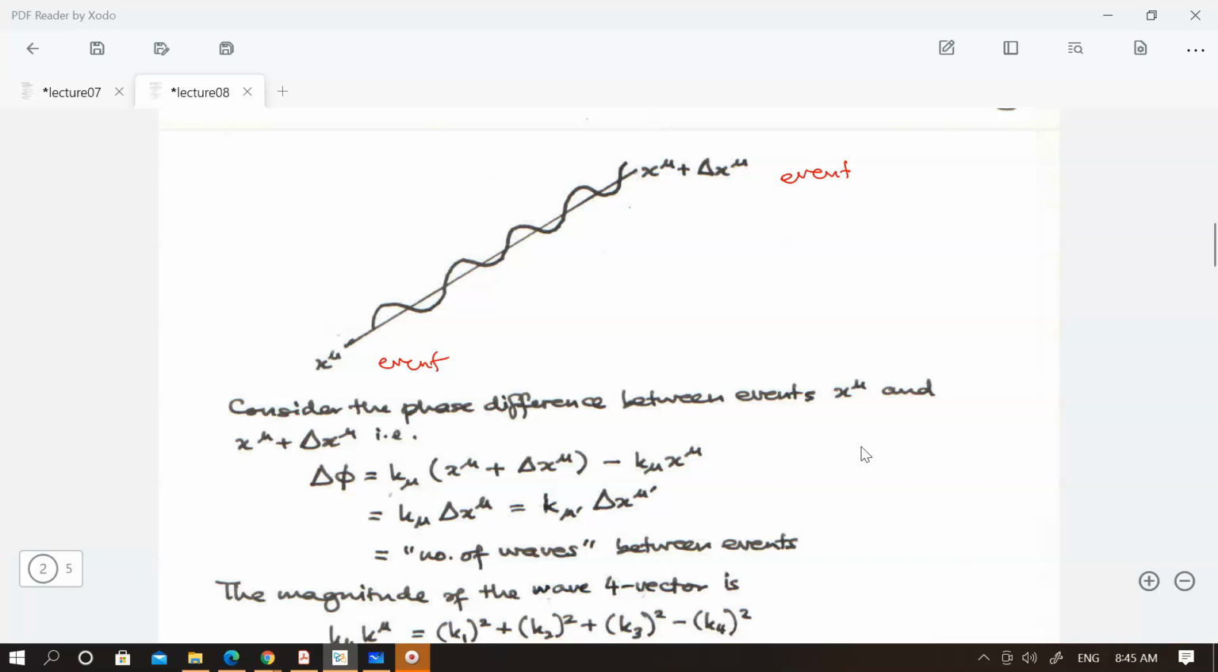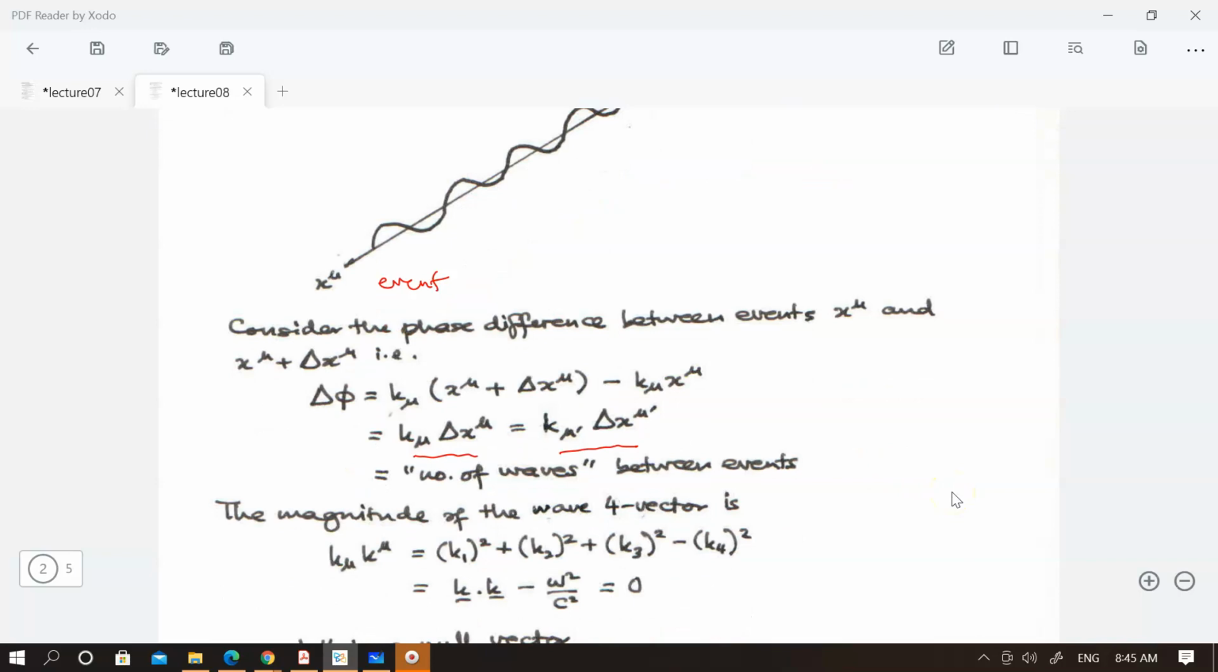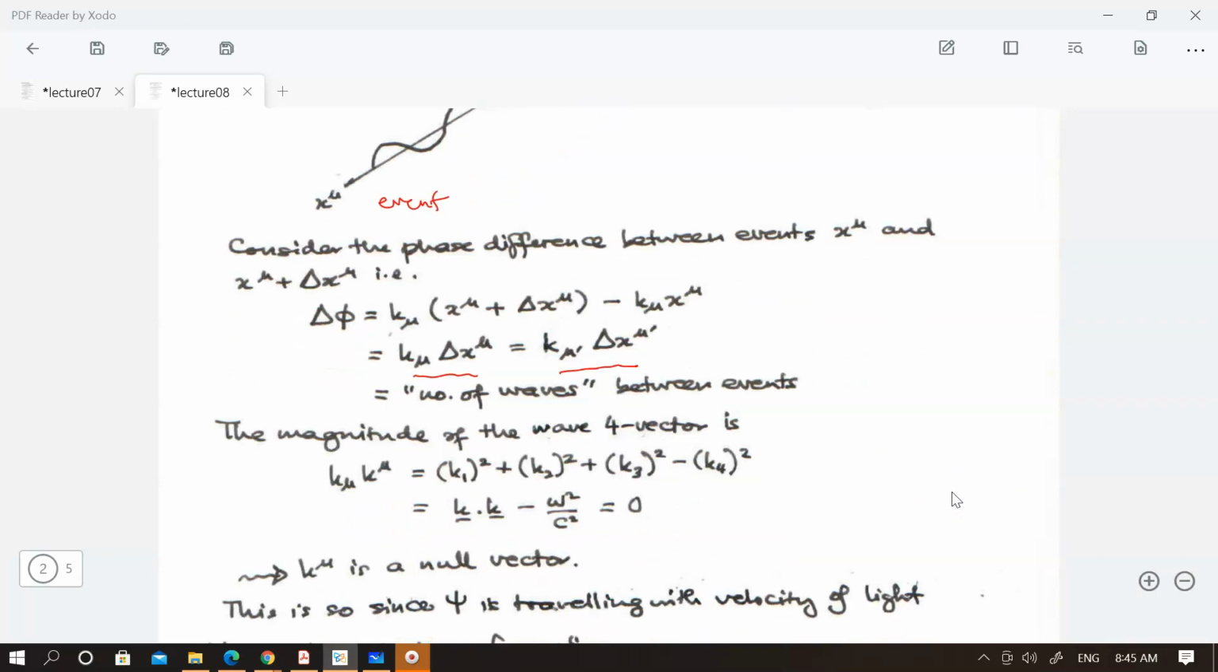So what does that actually give? In other words, being a scalar, this quantity is the same in any inertial reference frame. What this corresponds to is the number of wiggles inside this particular length, or the number of waves between events. So that's one thing out of the way.